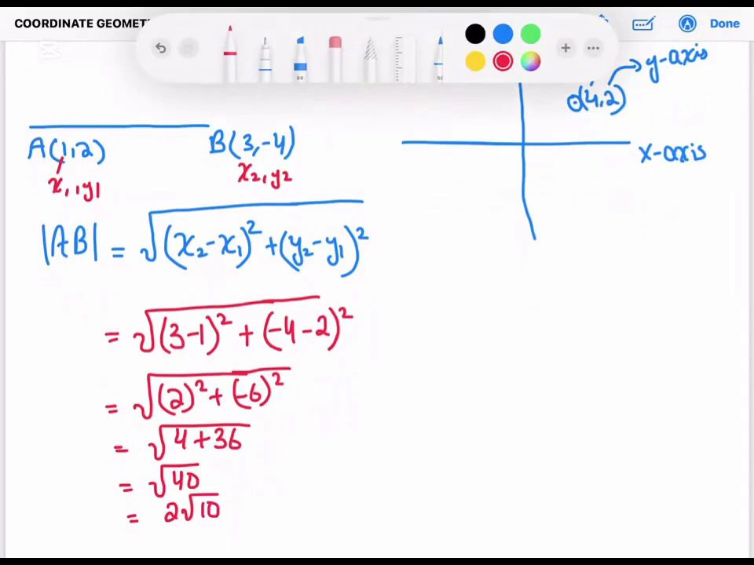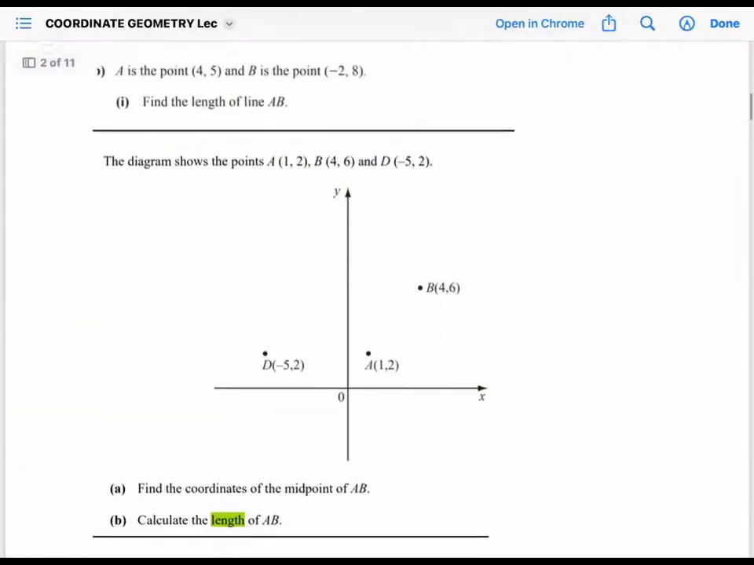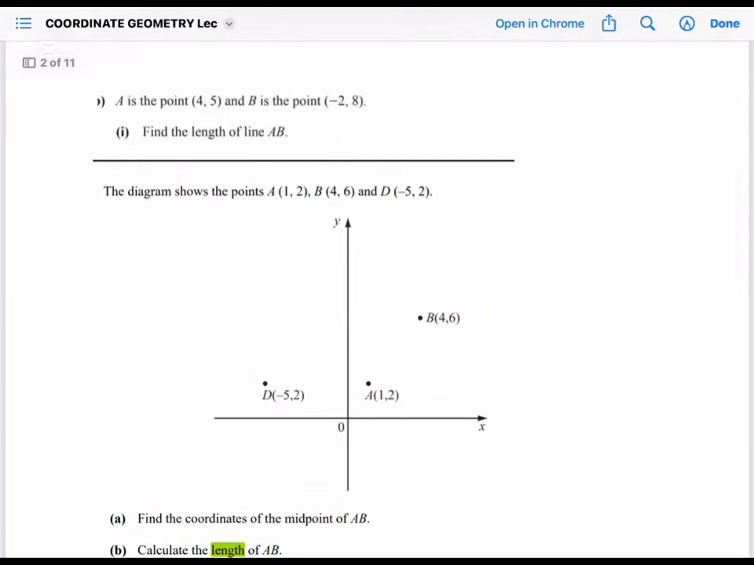Yes, any confusion? No. Okay, so this is basically the distance formula, and this is how we can find the distance or length of two coordinate points. Now, we will see some questions that recently came in past papers. As I told you, they will use the words length of AB. We have to find the length.